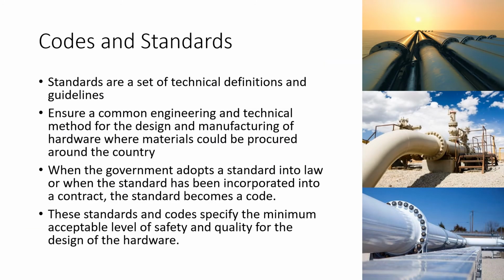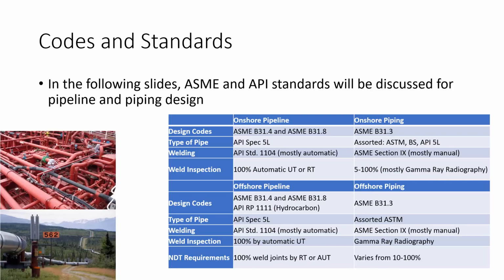There are numerous codes and standards relating to the design, fabrication, inspection, and maintenance of pipelines. Standards are a set of technical definitions and guidelines to ensure a common engineering and technical method for the design and manufacturing of many different types of hardware. When a government adopts a standard into law, or when a standard is incorporated into a contract, those standards become codes. Standards and codes are developed by committees of subject matter experts. In the following slides, several different American Society of Mechanical Engineers, ASME, and American Petroleum Institute, API, standards will be discussed for pipelines and piping design.